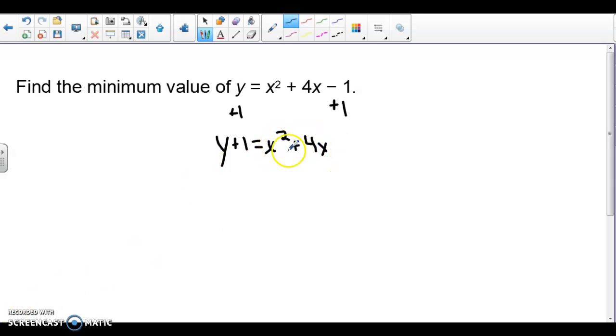Now that I have an x squared plus bx form, I can take half my b value, half of 4, and then I'll square it. So half of 4 would be 2, and 2 squared is 4. So I'm going to add 4 to both sides. That's going to give me x squared plus 4x plus 4 on the right-hand side. And if I add 4 to the left-hand side, I'm going to get y plus 5, because 1 plus 4 would be 5.